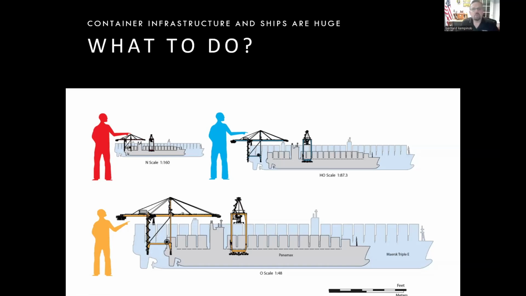So what do you do? These container ships are really too big for effective modeling. I mean, you could try doing a Panamax ship in HO scale. This is N, HO, and O. And in O, yeah, it's probably not going to work. That would be 20-some feet long there. But in N and HO, it's reasonable to get a ship.